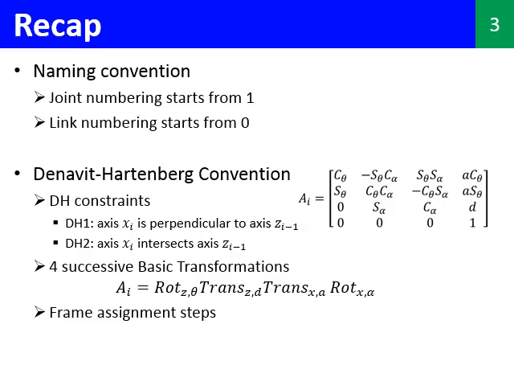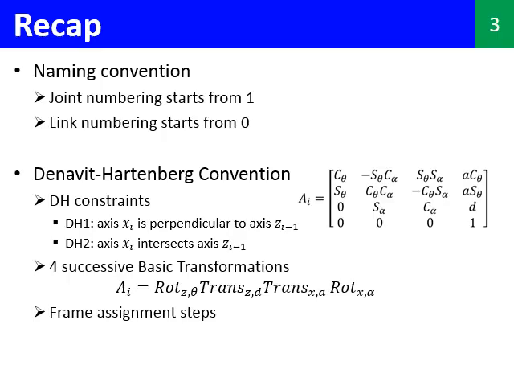Last time we presented a convention to name the joints and links of a given manipulator. So the joints are numbered starting from 1, whereas the links are numbered starting from 0. Next, the Denavit-Hartenberg convention or the DH convention was introduced. If we are to follow this convention, two constraints had to be satisfied. The first constraint was axis xi should be perpendicular to axis zi minus 1. The second constraint was axis xi should intersect axis zi minus 1.